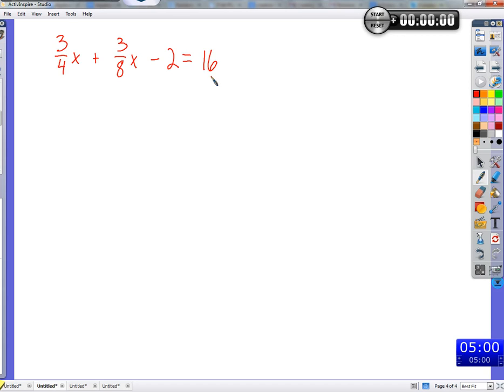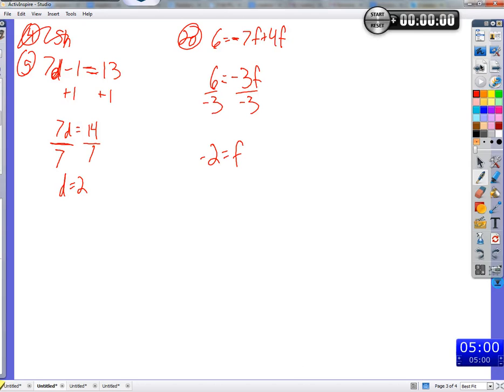Probably a little more than half and half. A little more than half of you got through this just fine. This problem is going to be really similar to this one right here, with fractions being a little bit of a difference, and also there's a constant.